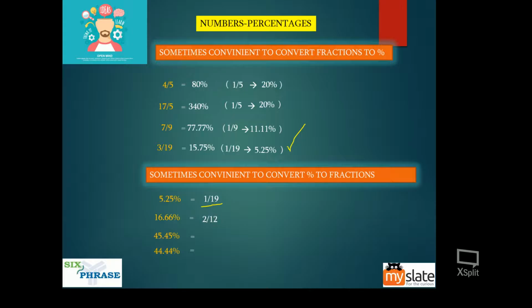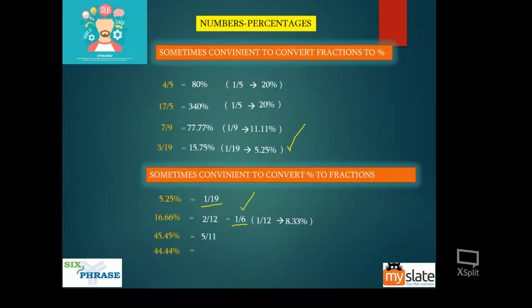16.66 percentage. See, you know that 1 by 12 is 8.33 from the table. So 16.66 is nothing but 2 by 12. What is 2 by 12? It is 1 by 6. So 16.66 is nothing but 1 by 6. Some of you might already know that 1 by 6 is 16.66 directly. Okay. But indirectly also it means the same thing.